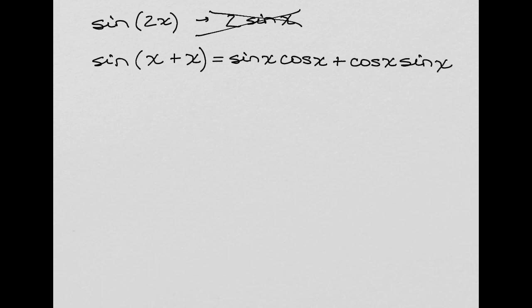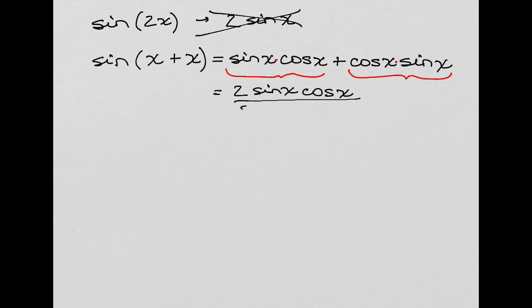But multiplication's commutative. Sine x times cosine x, plus cosine x times sine x. Those are multiplication, right? There's multiplication in between there. Those are the same. So it's 2 of the same term: 2 sine x cosine x. So that's where the sine of a sum identity comes from.